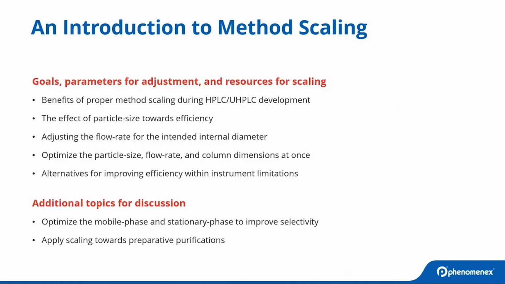Specifically, we will speak about the effect of particle size towards efficiency, how to then go about adjusting the flow rate for the intended internal diameter of your column, and then finally how to put all of that together when optimizing the particle size, flow rate, and column dimensions all at once. From there, we will then be able to pivot and discuss how to implement all of this while working within the limitations of whatever instrumentation you may have available to you in the lab.